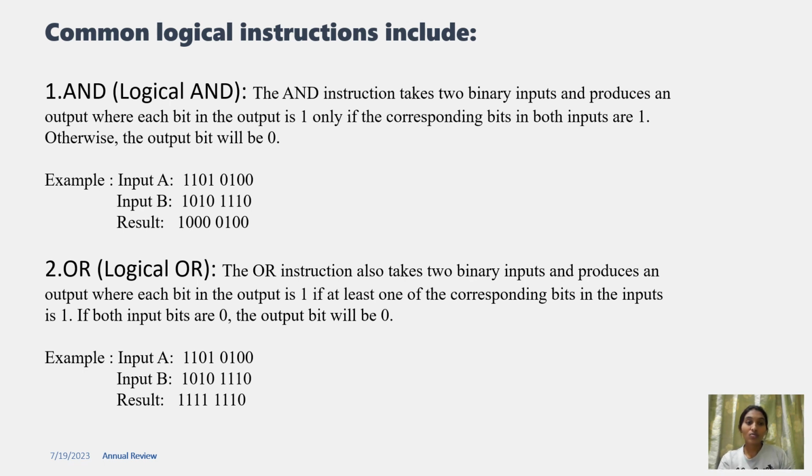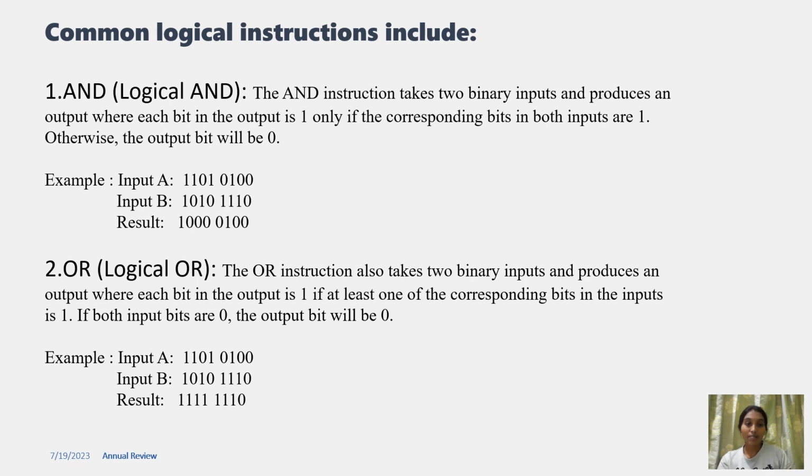Now let's see what is OR, which is known as logical OR. The OR instruction also takes two binary inputs and produces an output where each bit in the output is 1 if at least one of the corresponding bits in the input is 1. If both the inputs are 0, the output will be 0.